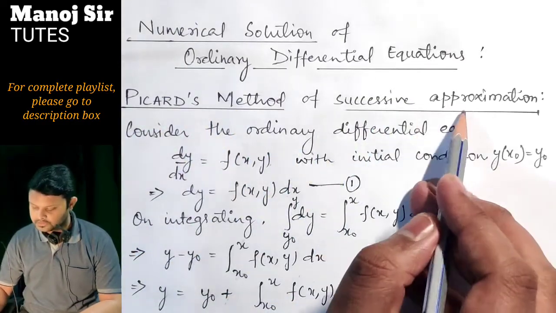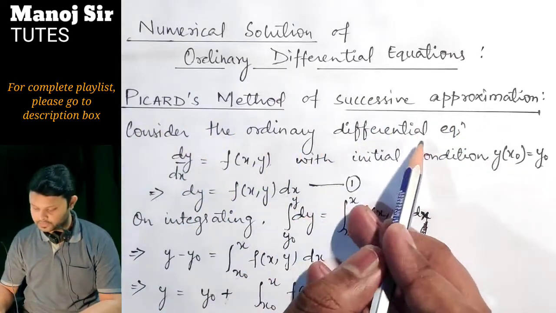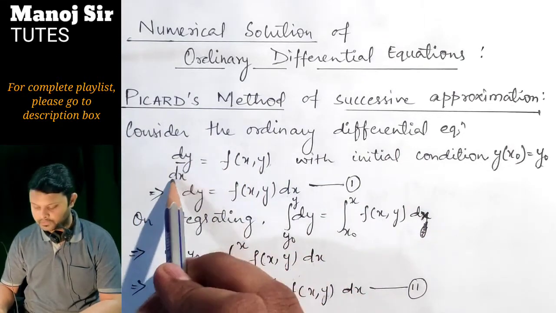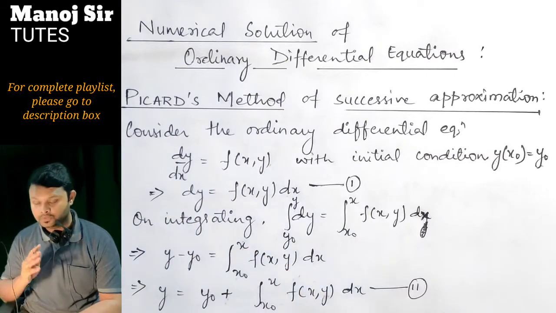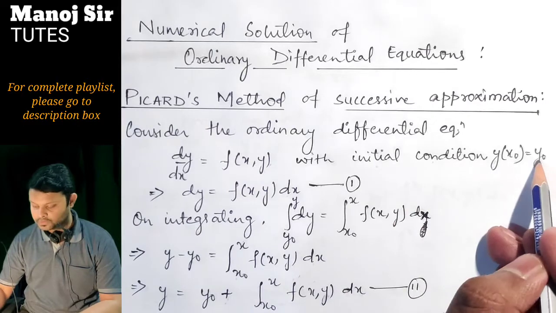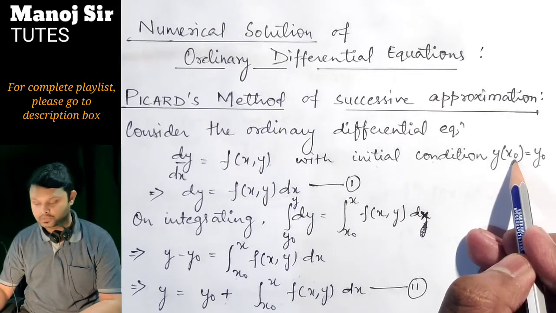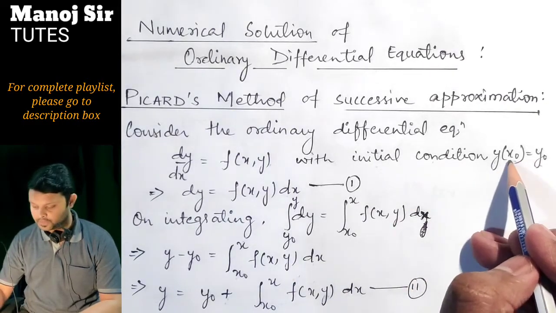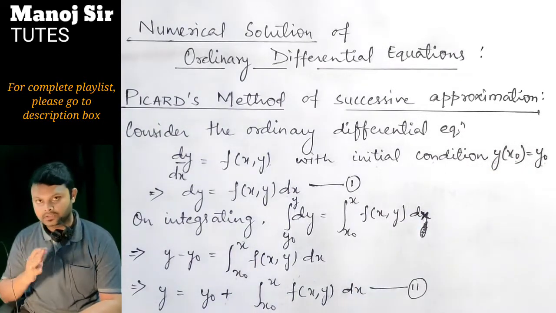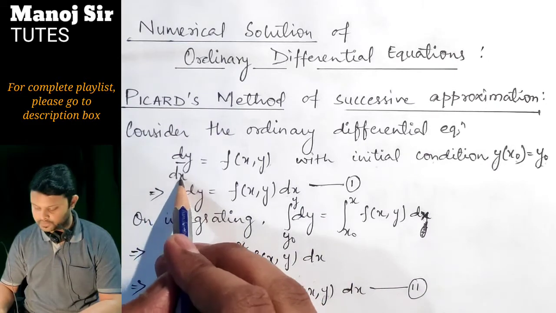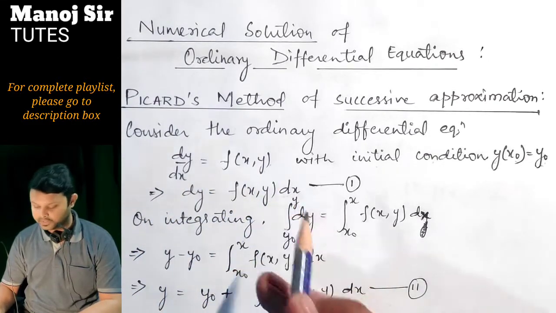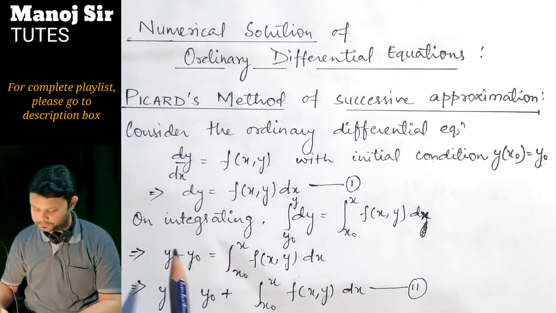Picard's method of successive approximation. Consider an ordinary differential equation, dy upon dx equals f of x comma y, with the initial condition y equals y naught when x equals x naught. This initial condition is always given in the problem. If you take this dx across, dy equals f of x comma y into dx. Let's suppose this is my equation number 1.